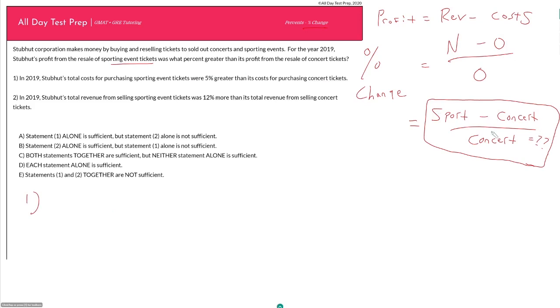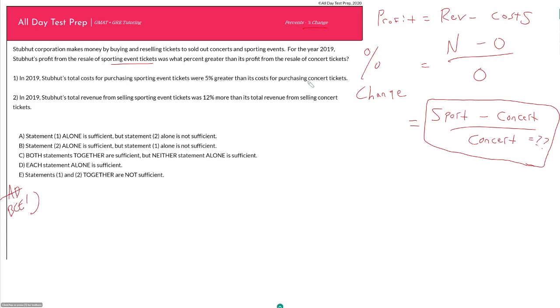Statement 1. In 2019, StubHut's total costs for purchasing sporting event tickets were 5% greater than its costs for purchasing concert tickets. A couple of things. I can tell just from reading this that it is definitely going to be insufficient, because this tells me about my costs for each of my two event types, but it doesn't tell me anything about my revenue. If I want to know something about profit, I'm going to have to know something about both. So just based on that alone, this will be insufficient.